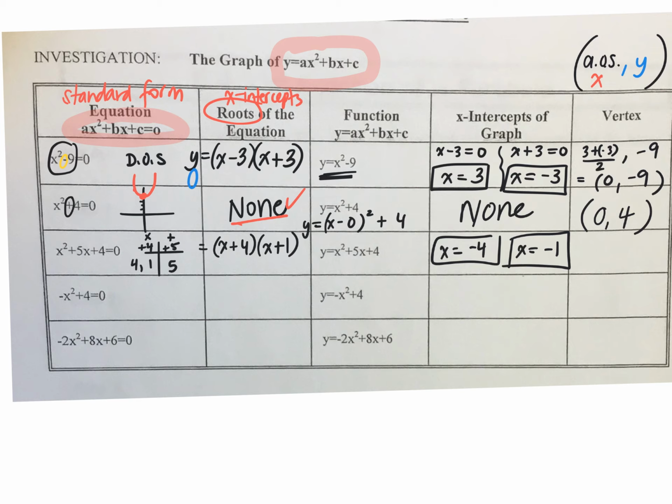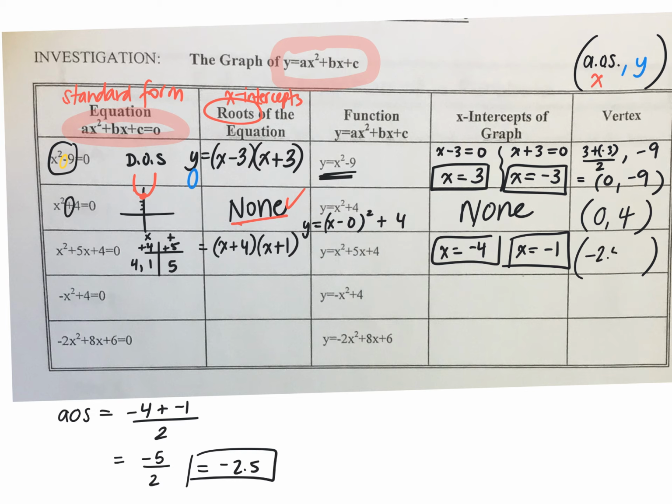So we need to find the vertex. So we're going to figure out the axis of symmetry. So I'm going to add up the x-intercepts. So negative 4 plus negative 1 and divide by 2. What's negative 4 plus negative 1? What's negative 5 divided by 2? Okay, so I know that the x-coordinate of the vertex is negative 2.5.